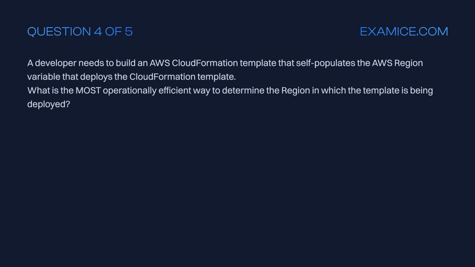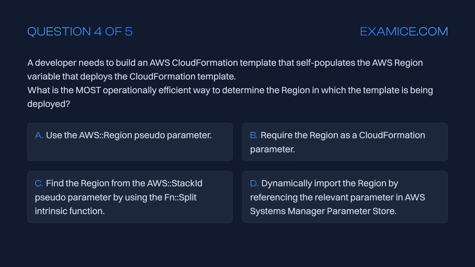Question 4. A developer needs to build an AWS CloudFormation template that self-populates the AWS region variable that deploys the CloudFormation template. What is the most operationally efficient way to determine the region in which the template is being deployed? Option A. Use the AWS::Region pseudo-parameter. Option B. Require the region as a CloudFormation parameter. Option C. Find the region from the AWS::StackId pseudo-parameter by using the Fn::Split intrinsic function. Option D. Dynamically import the region by referencing the relevant parameter in AWS Systems Manager Parameter Store.